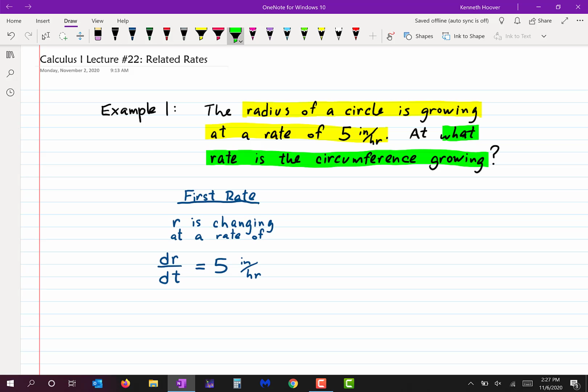At what rate is the circumference growing? So this is our second rate that's being mentioned. The circumference, let's call that capital C. Capital C is changing at what rate?